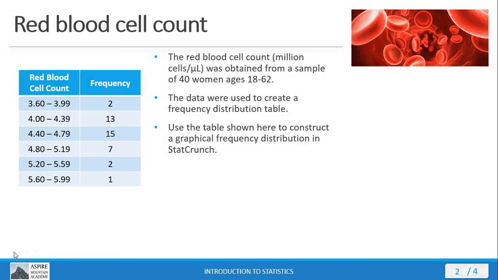Let's look at an example problem to give some context to our method. Blood samples were obtained from 40 women, presumably randomly selected, ages 18 to 62, and the red blood cells in each sample were counted and recorded in million cells per microliter. The data were then used to create the frequency distribution table you see here. Can you construct a graphical representation of the frequency distribution?